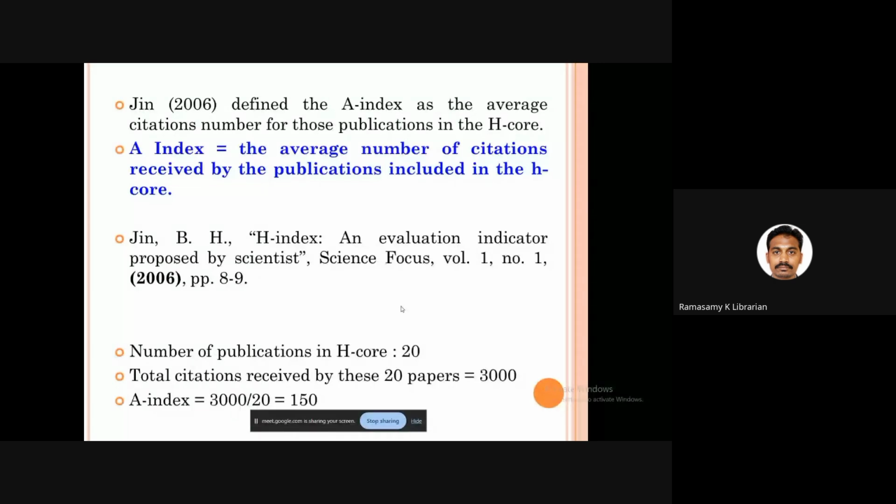For example, I tell you, you are an author, your H index is 20. Okay, fine. And how many citations did you receive for these 20 papers? 3,000 citations. Okay. And what's the A index? A index is equal to 3,000 citations divided by this 20. That is equal to 150. 150 is your A index. That is the average number of citations received by you for the papers that are included in the H core. That is the formula given by Mr. Jin for his A index.